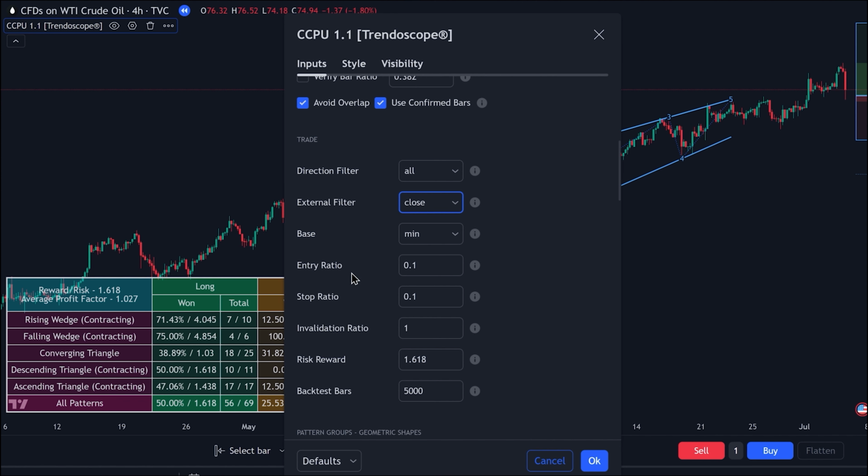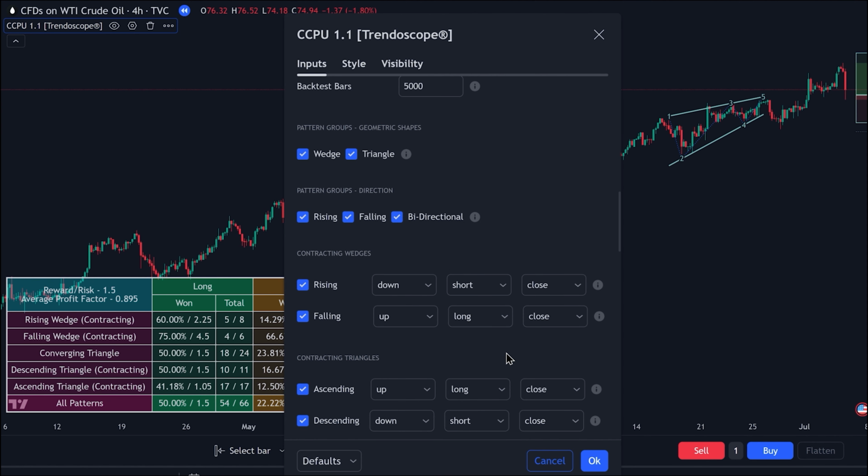The entry ratio sets the distance for entering a trade. Increasing this ratio will place the entry point further from the pattern. The stop ratio sets the distance for placing stop-loss orders. Increasing this ratio will place the stop-loss further from the pattern. The risk-reward setting lets you define the risk-reward ratio for your trades. Setting it to 1.5 will aim for a reward that is 1.5 times the risk.